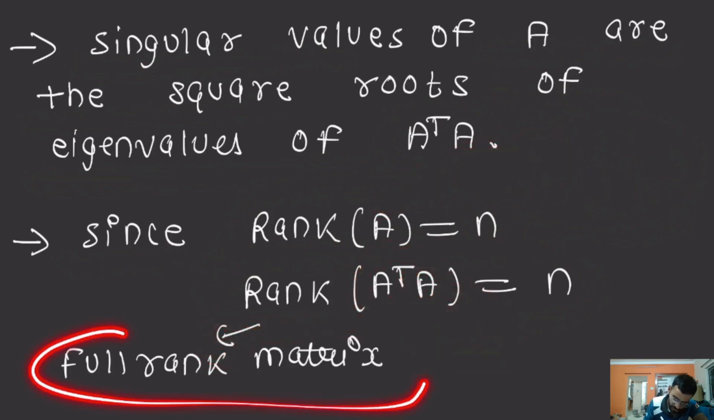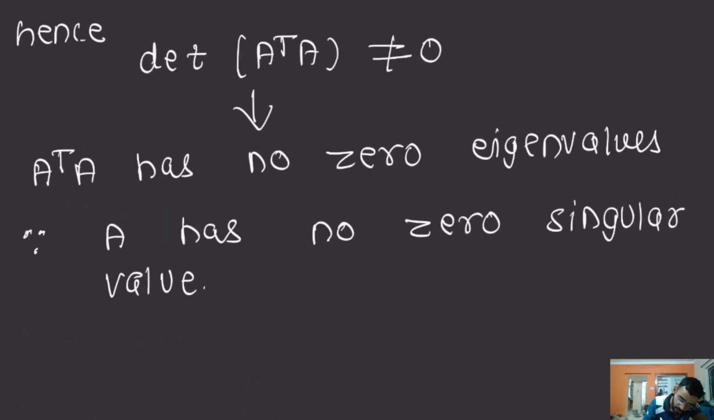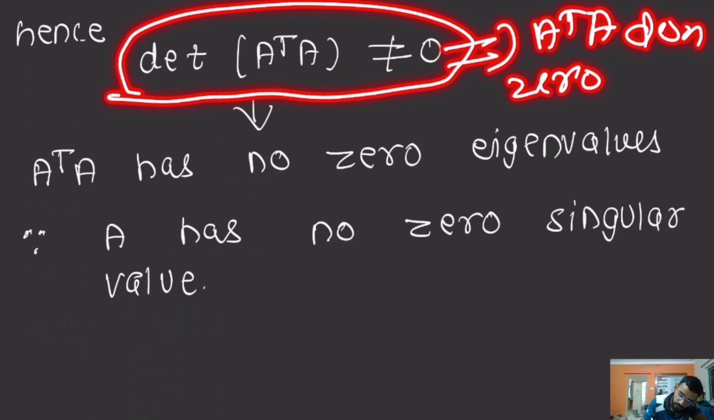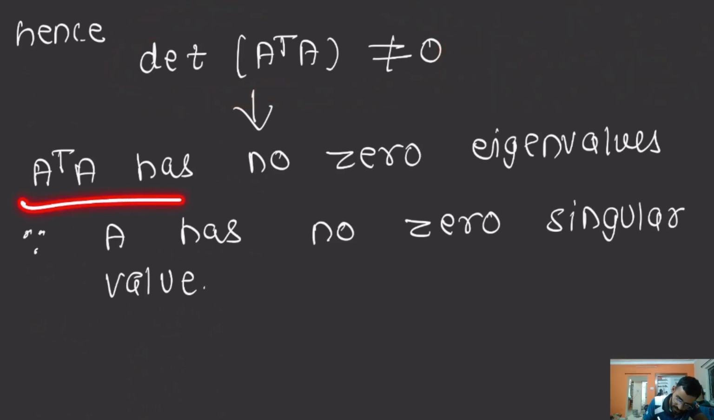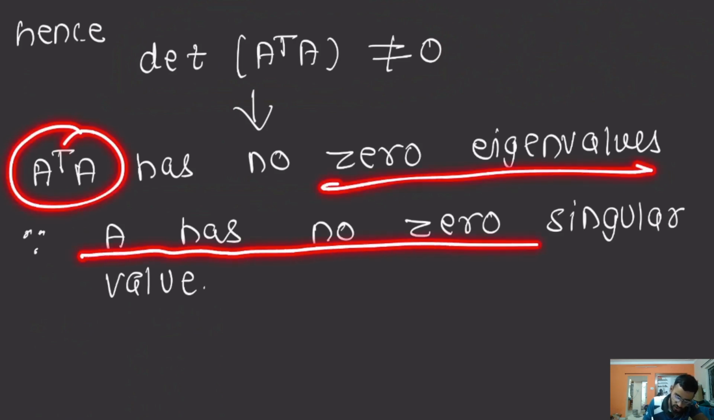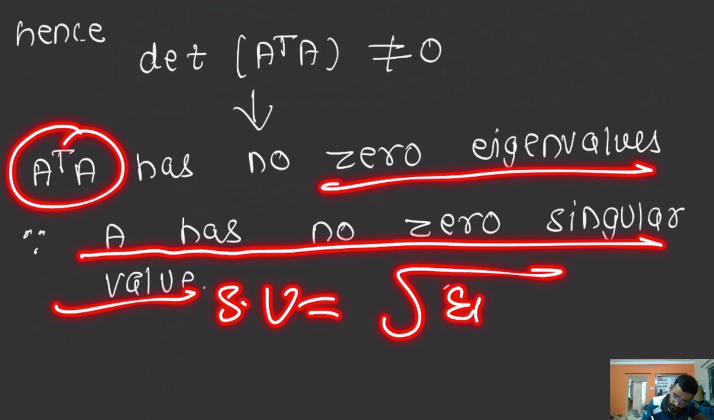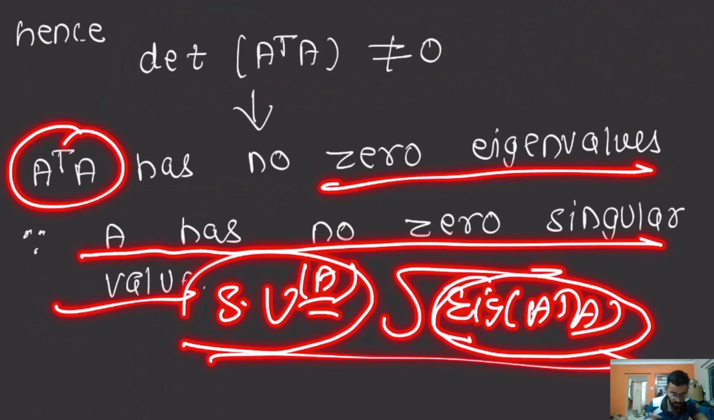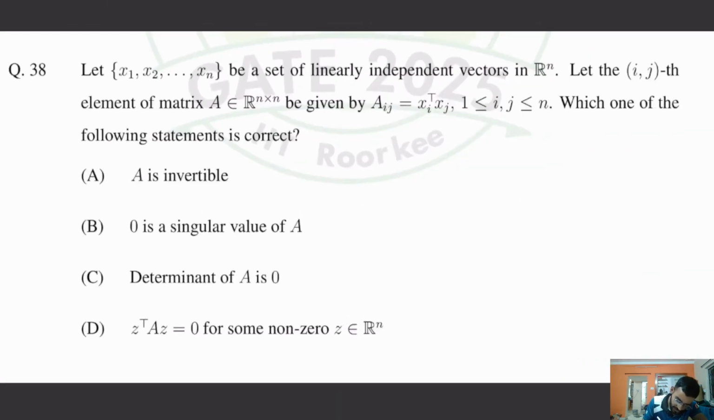which means A transpose A is a full rank matrix. Hence we can say that the determinant of A transpose A is not equal to 0, which means A transpose A has no zero eigenvalues. And if A transpose A has no zero eigenvalues, it means A has no zero singular values, because a singular value is nothing but the square root of eigenvalues of A transpose A. Since this eigenvalue is not equal to 0, the singular value is not equal to 0. So the statement that 0 is a singular value of A is wrong.